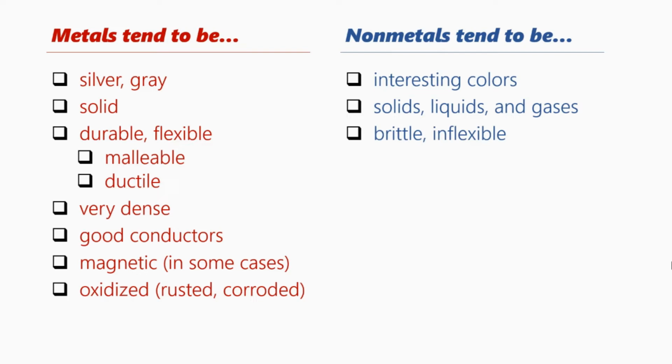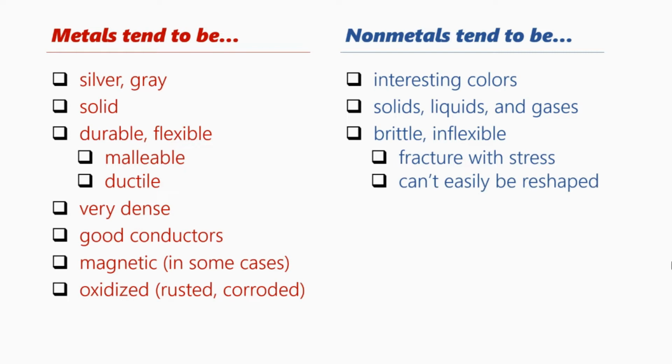Okay, nonmetals also tend to be brittle. They aren't very sturdy. Maybe they might be hard, but upon impact or trying to flex them, they break. So nonmetals tend to be pretty inflexible. You might find them as a powder or something like that. So if something fractures when given stress or can't easily be reshaped, that could be a good sign that you're dealing with a nonmetal.